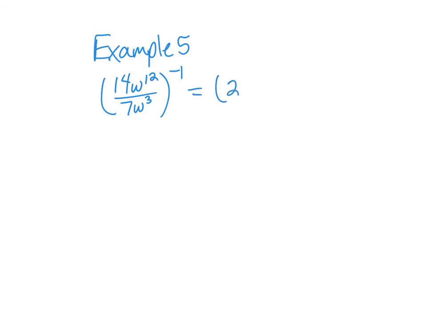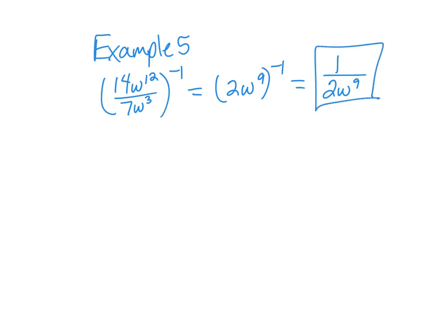14 divided by 7 is 2. For the w's, we're going to use the quotient rule because it's division. 12 minus 3 gives us w to the 9th, then to the negative 1 power. Okay? Now, this is one where you have parentheses. The negative 1 is going to move everything to the bottom. So it becomes 1 over 2w to the 9th to the positive 1, and then multiplying by 1 doesn't change anything, so it becomes 1 over 2w to the 9th.